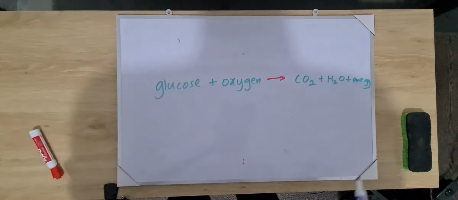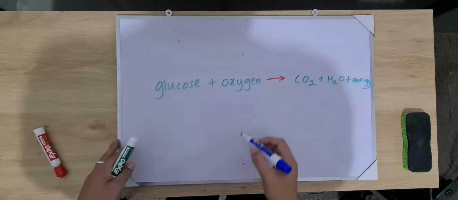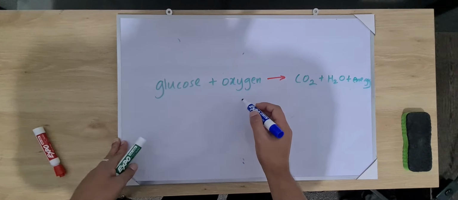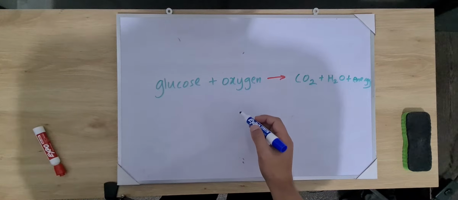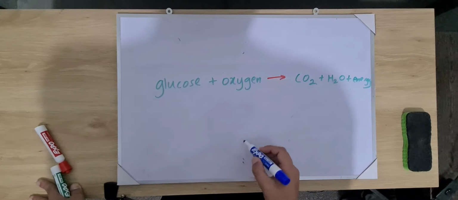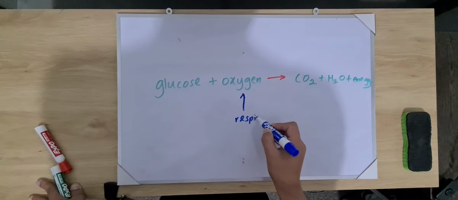Now, looking at the reactants, we already see two body systems working together. We know that our oxygen comes from our alveoli. When we breathe in, the air that we breathe in, or the oxygen in specific, ends up in our alveoli, which are located in our lungs. So this comes from our respiratory system.